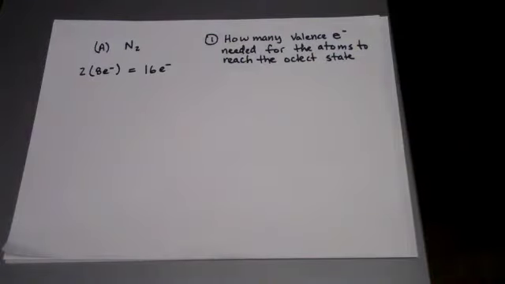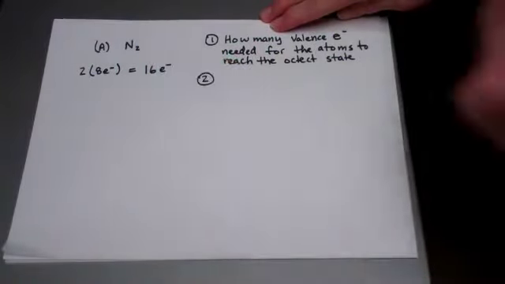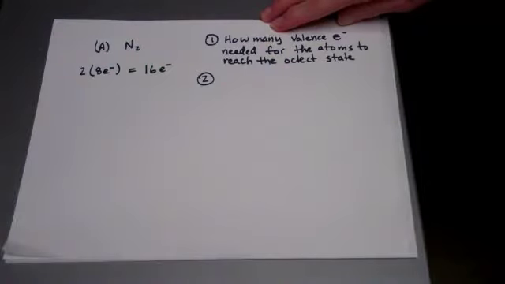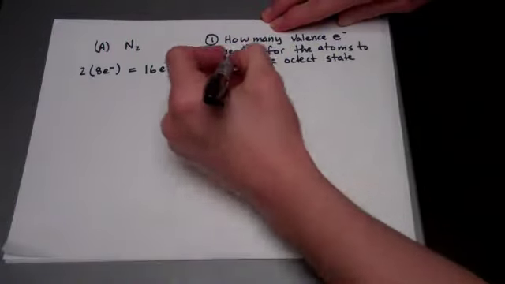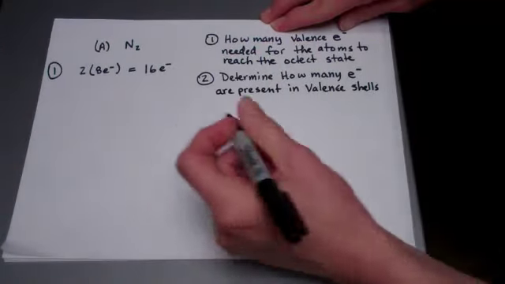The next thing we need to do is figure out how many they have in their valence shells, and this will help us determine how many they're going to need to share. So the next step is to determine how many they have in their valence shells. This was step 1.